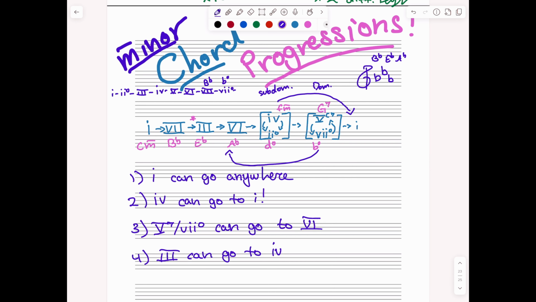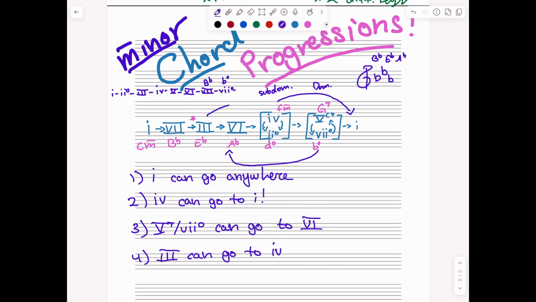It's just really nice. 1, 5, 6. It's still very, very nice, and it still functions to extend chord progressions very, very well. And then our final exception here was our 3 to 4.